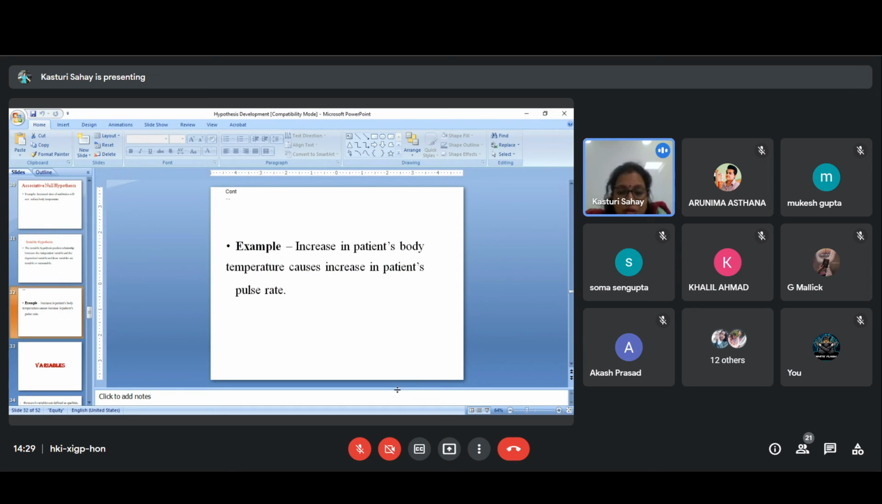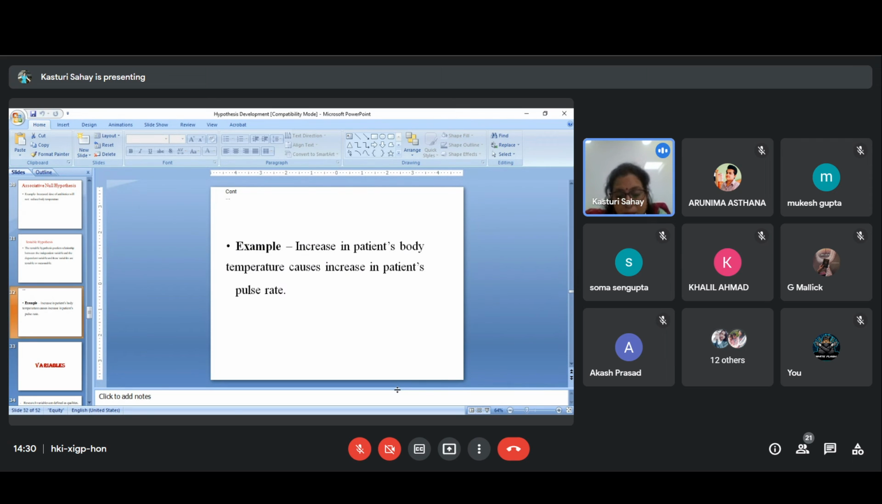Like increase in patient's body temperature causes increase in patient's pulse rate. So this is an example where you can test, where you can measure the body temperature and the patient's pulse rate. So any variables which can be measured are what we will be taking in our actual hypothesis. So I hope it's clear how we define our hypothesis. You need to analyze whatever you have mentioned in your research statements, your research objectives. You need to count down all the factors which you have taken, and then you need to create your hypothesis. Now you'll have a clear understanding as to what kind of hypothesis you're creating.